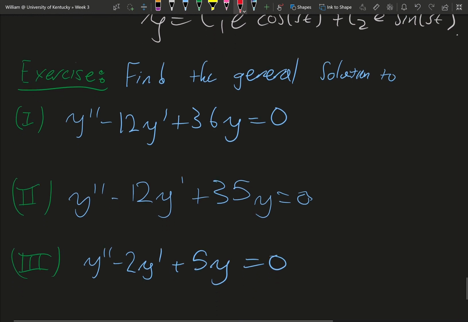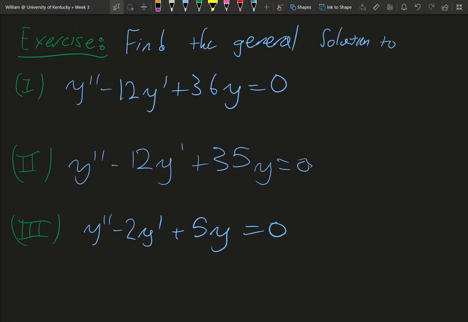All right, so pause here, take a second to work on those. All right, and let's just go over the answer. So I'm just going to indicate what the roots you should have gotten were and the general solution. So you should have gotten here a single root repeated of 6, and that's going to make your general solution c1 e to the 6t plus c2 t e to the 6t.